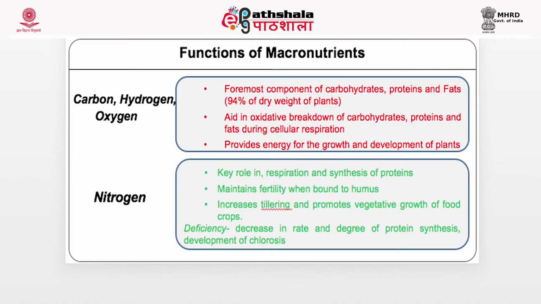Nitrogen has a key role in respiration and synthesis of proteins. It maintains fertility when bound to humus. It increases tillering and promotes vegetative growth of food crops. Its deficiency decreases the rate and degree of protein synthesis as well as causes development of chlorosis.